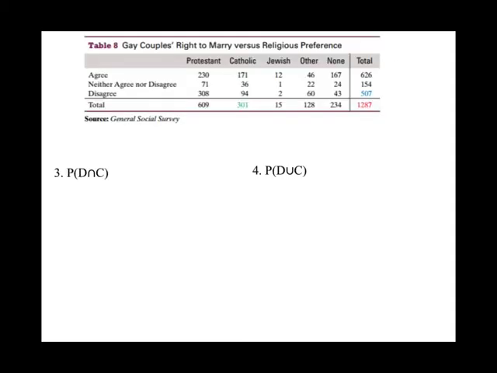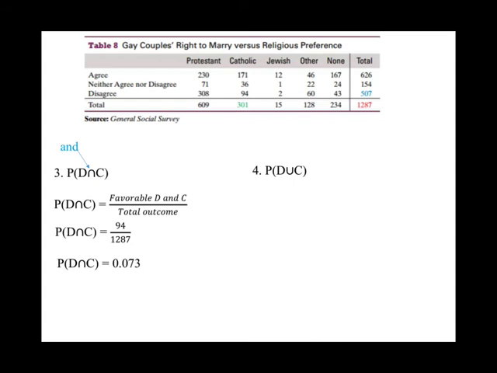Okay, number 3. Probability D and C. Remember this notation? This is called intersection. So we want to find the probability of D and C: disagree and Catholic. You could see disagree here, Catholic is going to be here. So disagree and Catholic, that'll be 94. Again, use the same formula, favorable D and C, which is 94 out of the total outcome. You should get 0.073.